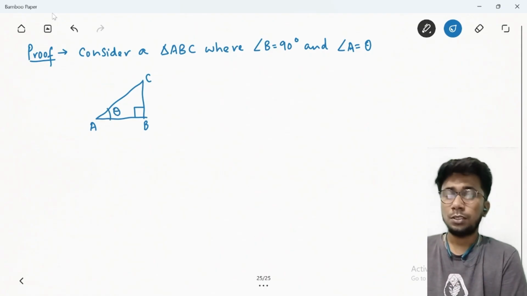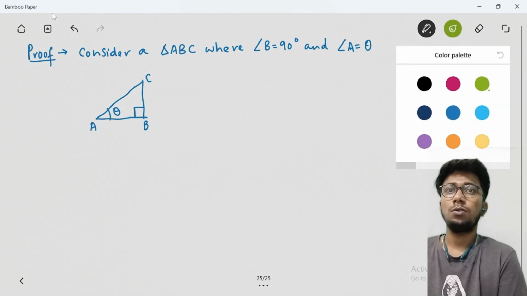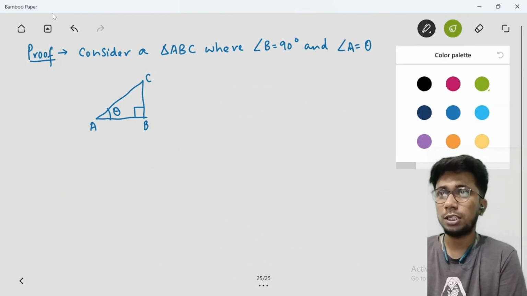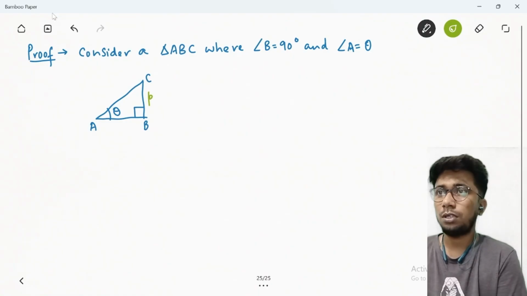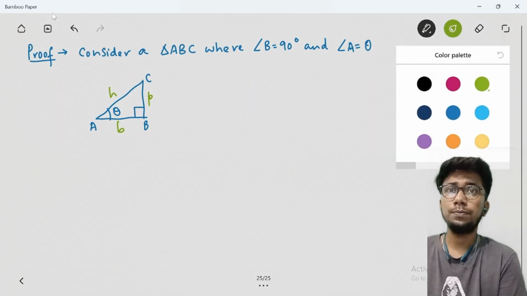Fine. So इस triangle में इस theta के corresponding what will be our perpendicular, base and hypotenuse? This is our perpendicular, this is our hypotenuse, and this will be our base. All right.